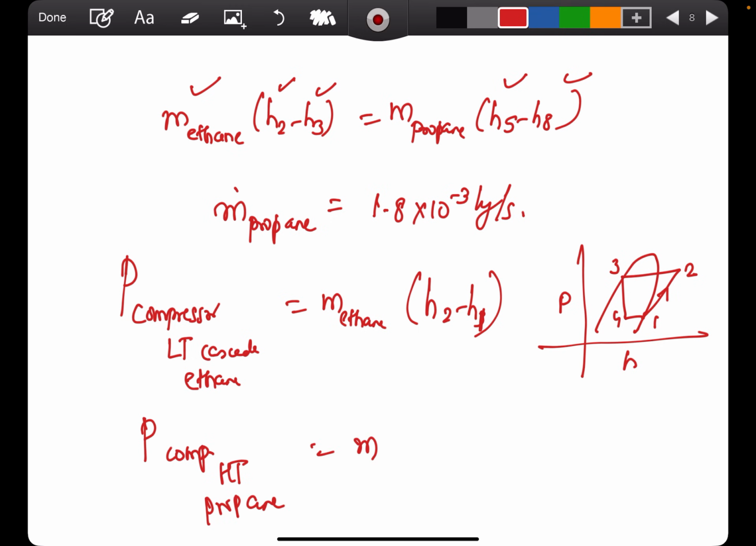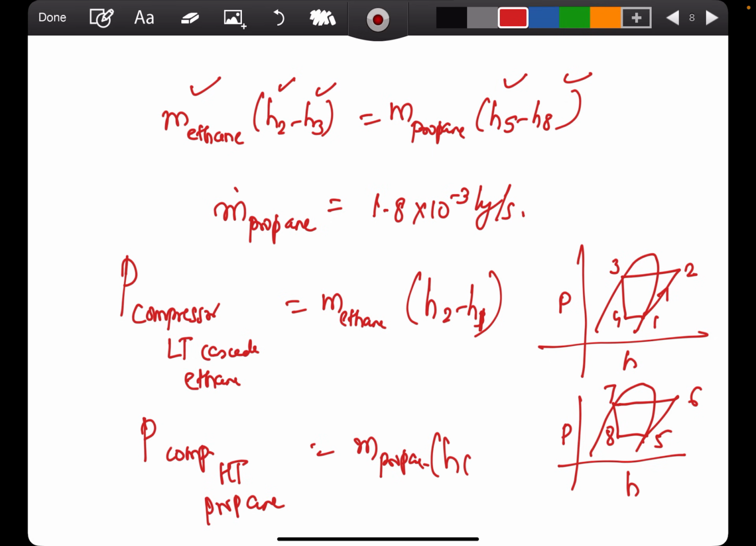And similarly, power consumed by the compressor of the high temperature cascade, that is handling propane, would be mass flow rate of propane into the corresponding enthalpy difference across the compressor, that is 5, 6, 7 and 8. It means H6 minus H5. If you put these values from the pH chart, you will get this value to be around 230 watts, and this would be around, in my problem, 72 watts.